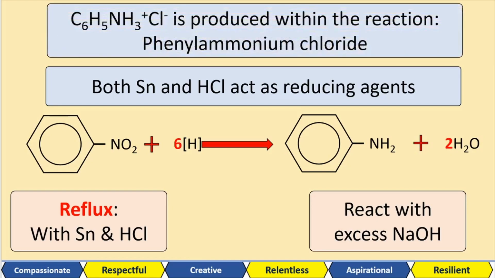Within this reaction, phenylammonium chloride is also produced. And you can see the phenyl group with the ammonium, and then that's the plus ion and the negative chloride ion, phenylammonium chloride.